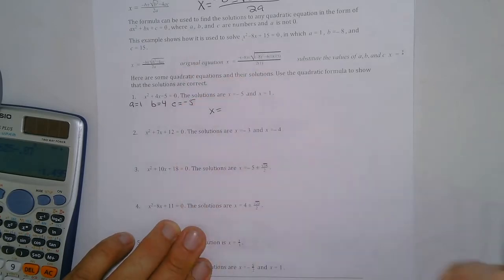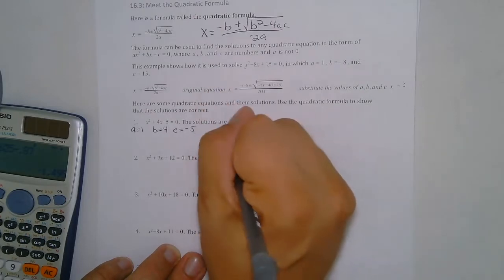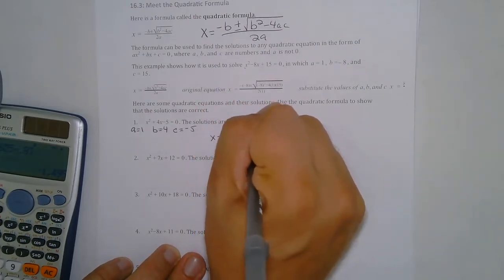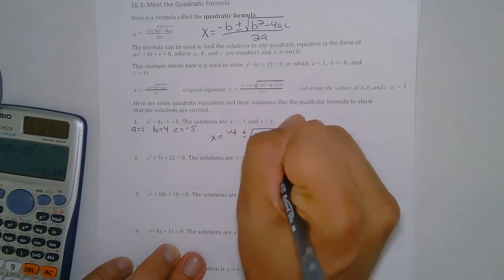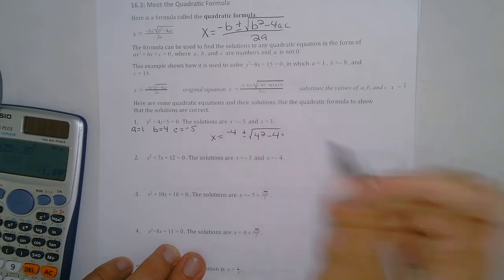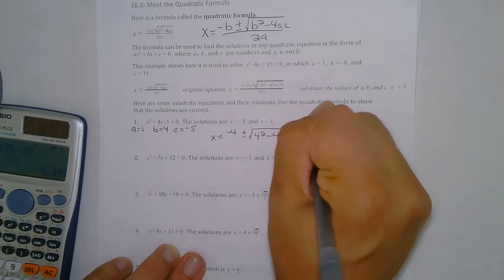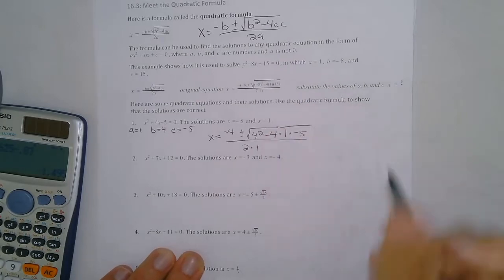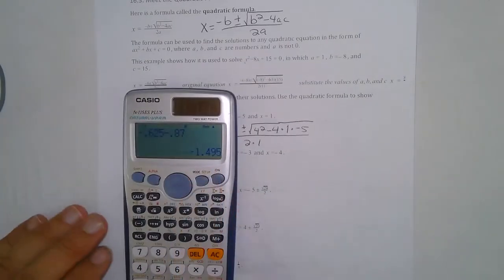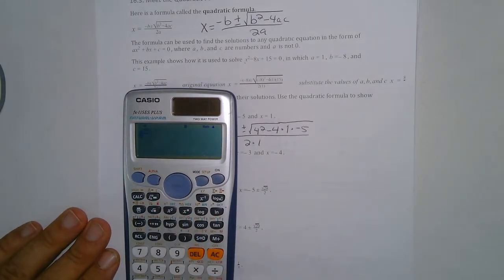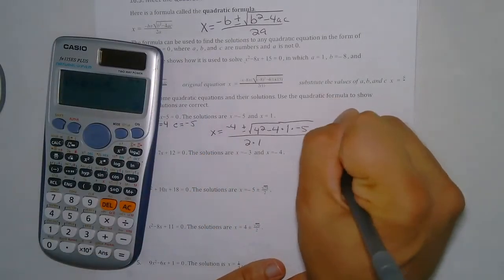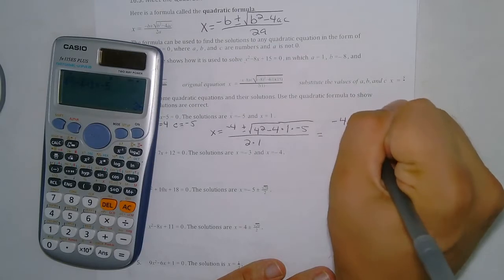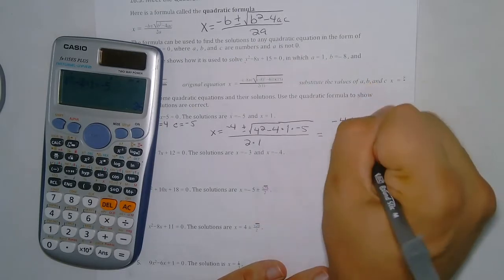So now x is equal to, we have negative b, so -4, plus or minus the square root of b squared, so 4 squared, minus 4 times 1 times -5, all over 2 times 1. So now I'm going to simplify this right here. We have 4 squared minus 4 times 1 times -5, and that gives us 36. So this equals -4 plus or minus the square root of 36 over 2.